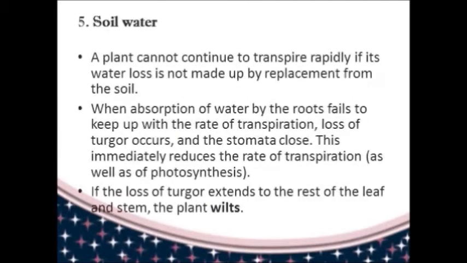The fifth one is soil water. A plant cannot continue to transpire rapidly if its water loss is not made up by replacement from the soil. When absorption of water by the roots fails to keep up with the rate of transpiration, the loss of turgor occurs and the stomata close. This immediately reduces the rate of transpiration as well as of photosynthesis. If the loss of turgor extends to the rest of the leaf and stem, the plant will wilt.